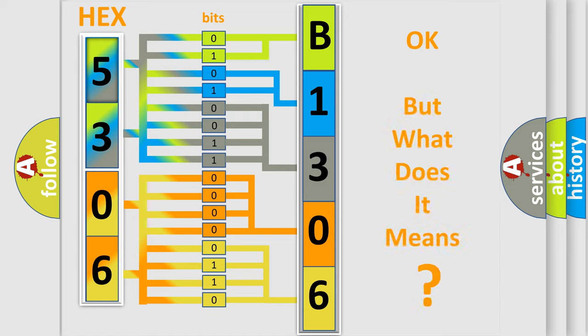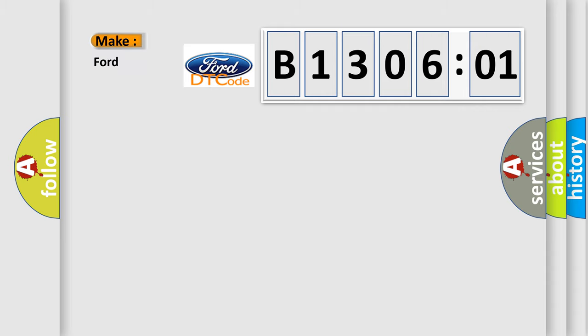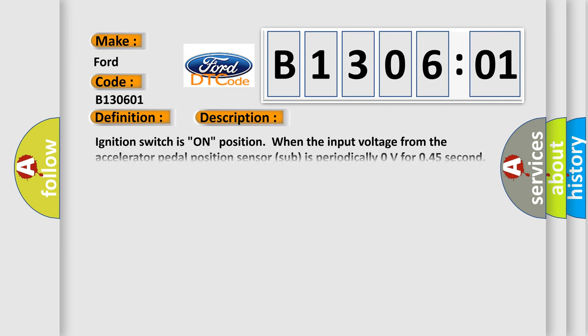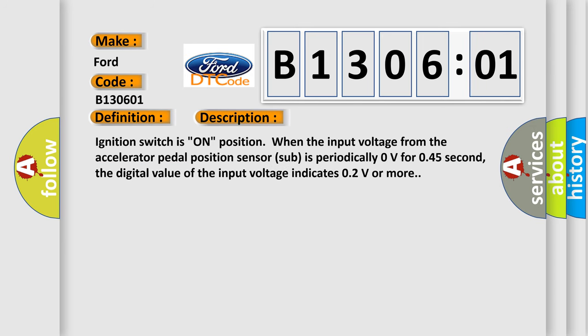The number itself does not make sense to us if we cannot assign information about it to what it actually expresses. So, what does the Diagnostic Trouble Code B1306-01 interpret specifically for Infiniti car manufacturers? The basic definition is s.r.o. the converter. And now this is a short description of this DTC code.